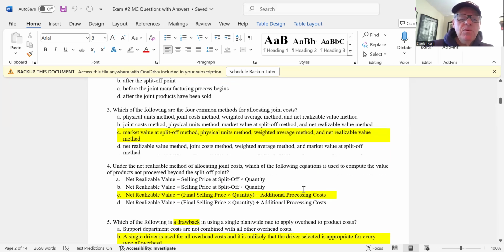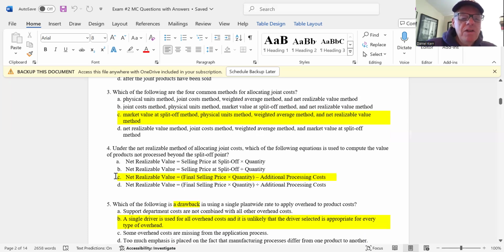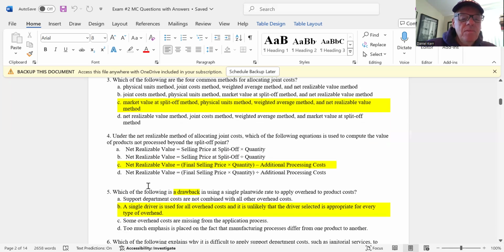Number 4, under the net realizable method, which of the following equations is used to compute the value of products not processed beyond split off? So I made a little error here. In my answer key here, I say C, but the actual answer is A. If it's not processed beyond split off, then its net realizable value is sales price at split off times quantity. So the answer there actually is not C. The answer is A, and that's the answer I used when I graded your exams. So pardon my error here. I should have highlighted A, not C.